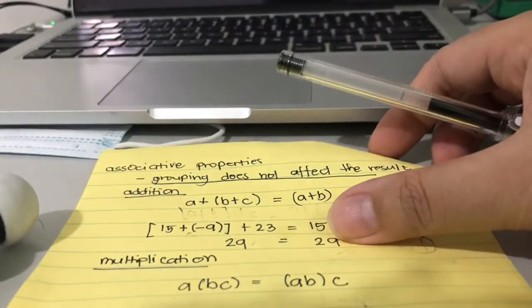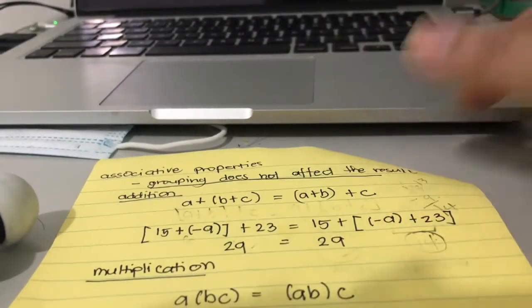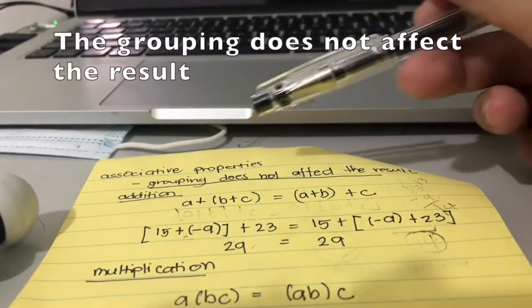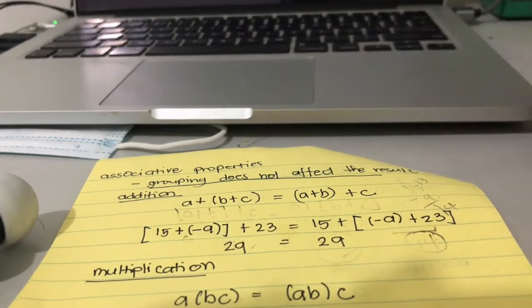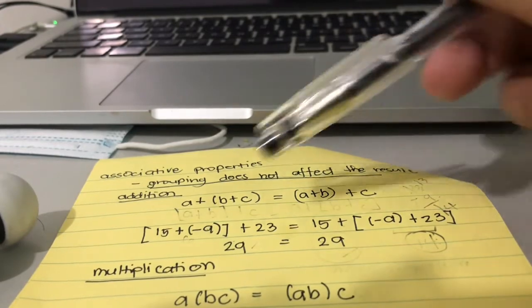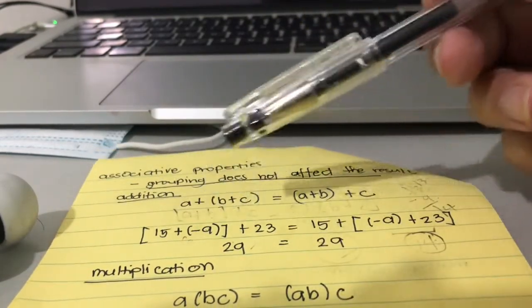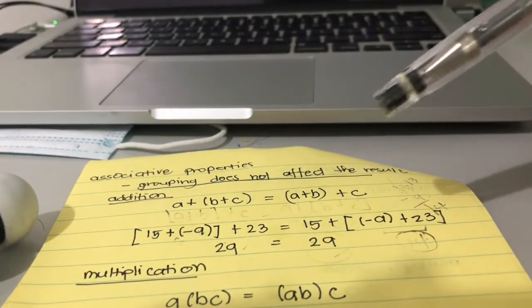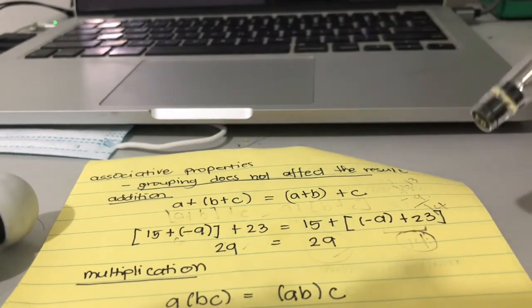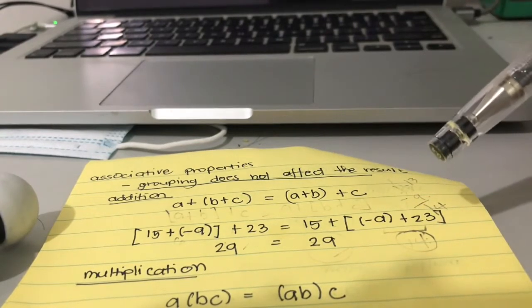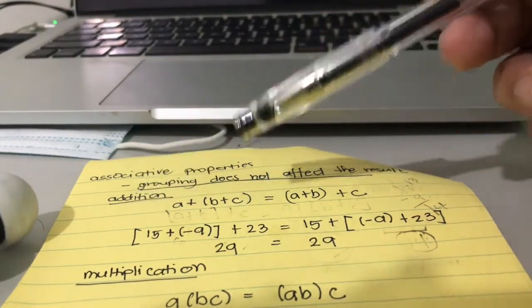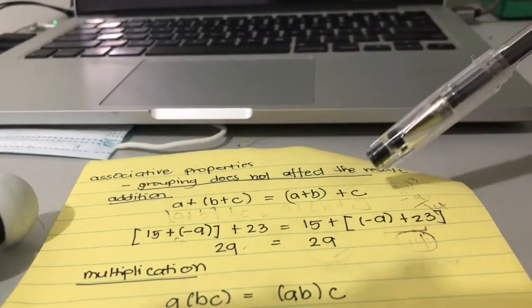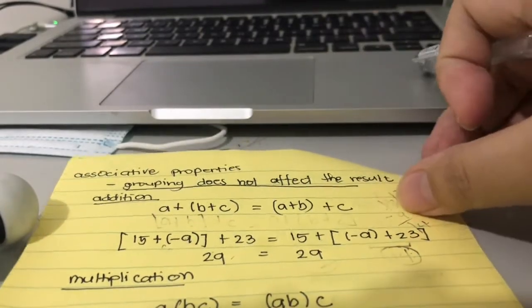The next property is the associative property. This one, when you change the grouping, does not affect the result of addition or multiplication. For example, a plus the group of b plus c is equal to the group of a plus b, plus c. So an example would be 15 plus the group of negative 9 plus 23 is also equal to the group of 15 plus negative 9, plus 23, wherein negative 9 and 23 are grouped together, and here 15 and negative 9 are grouped together. So if you just change the groupings, the result would always be the same.